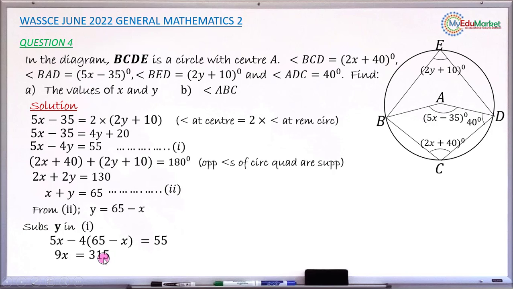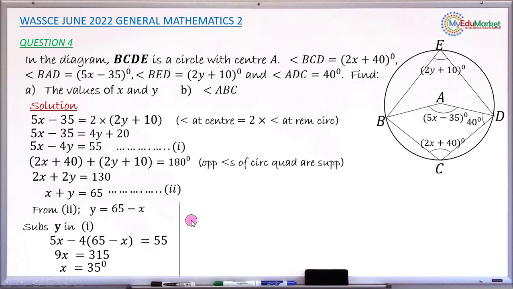So next you have to divide both sides by the coefficient of x, which is 9, to get x. When that is done correctly, you have x as 35 degrees. So the value of x is now known. And now I'm going to use this value of x to find the value of y.